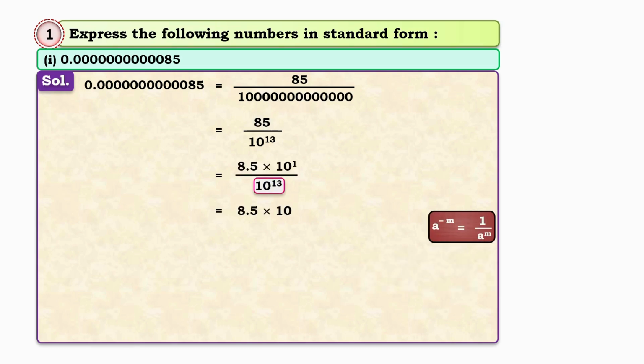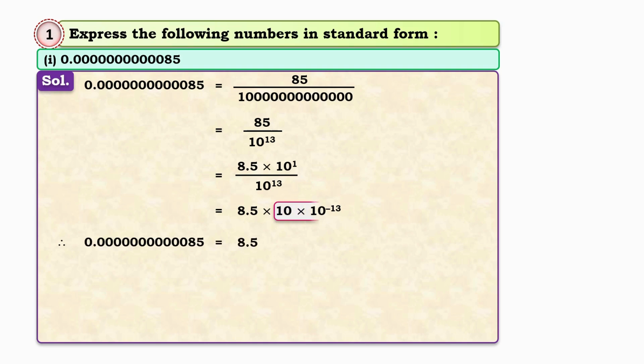Now we are going to apply here the law of the exponent property. So the final answer will be 8.5 into 10 to the power minus 12 after applying the law, that is a to the power m into a to the power n equal to a to the power m plus n. So this is the final answer.